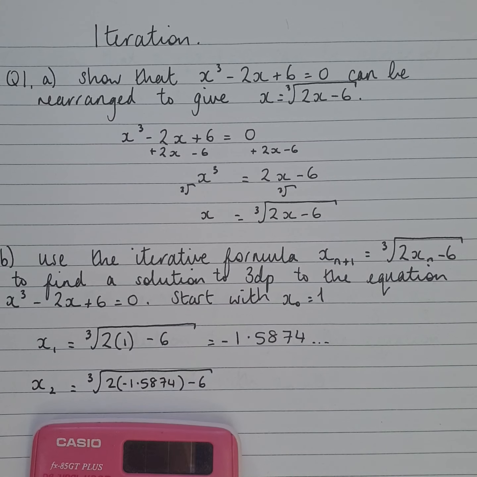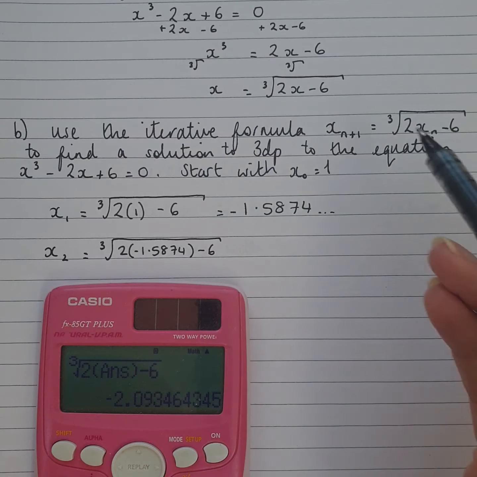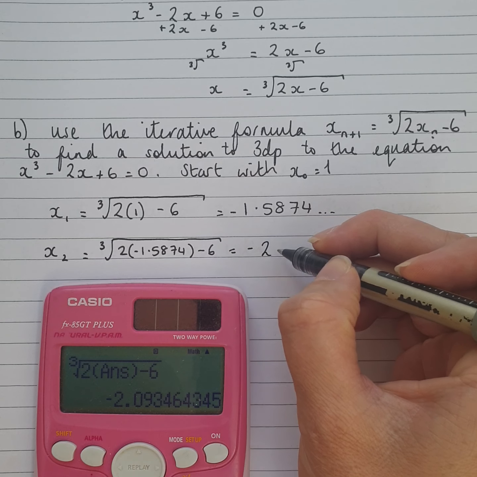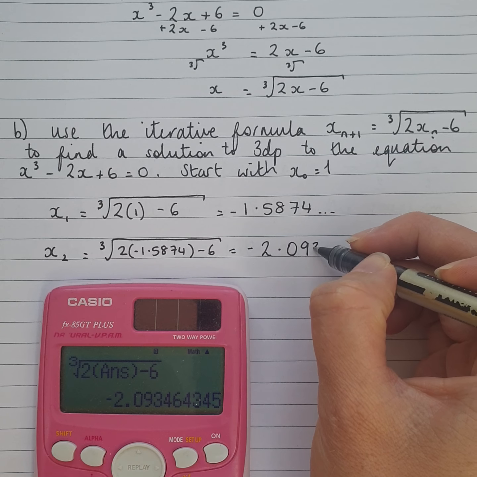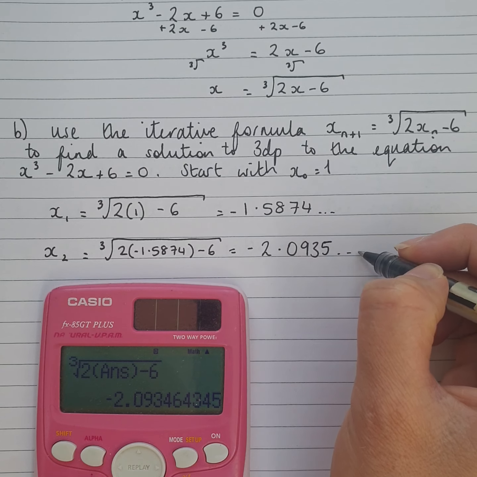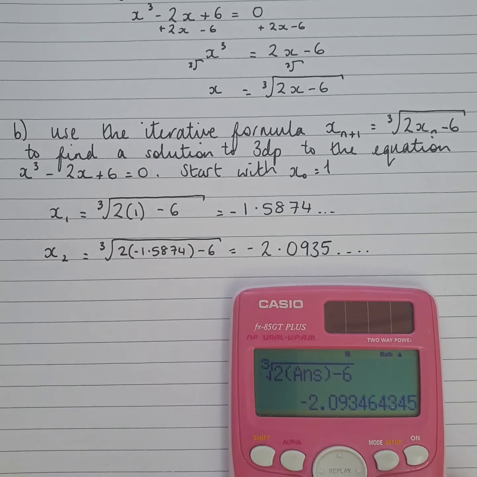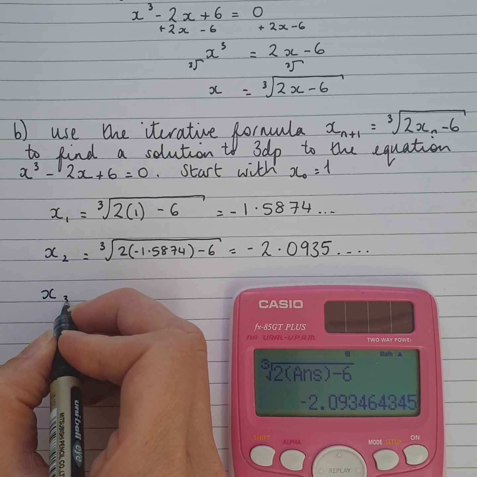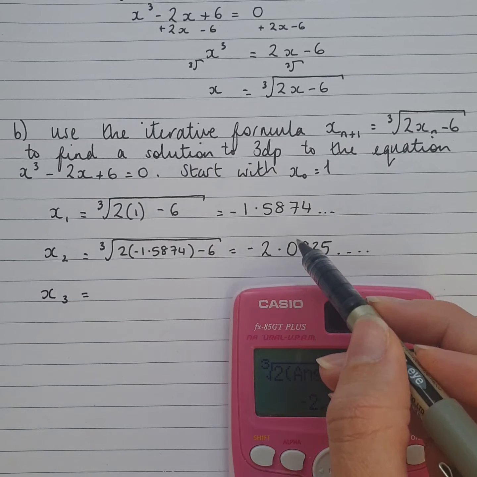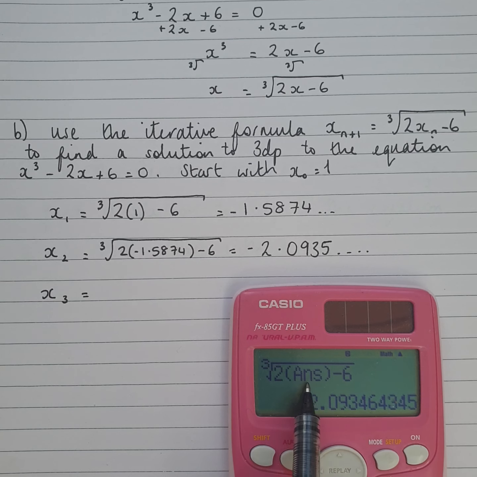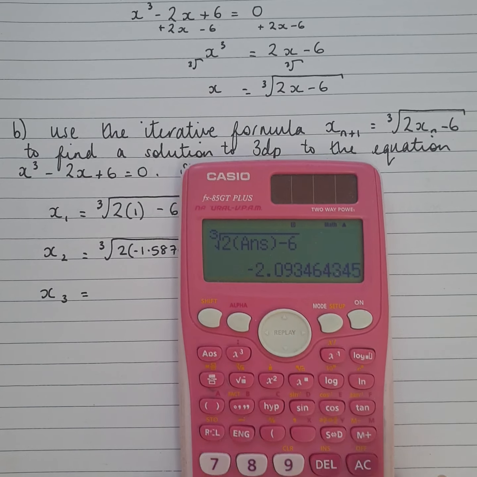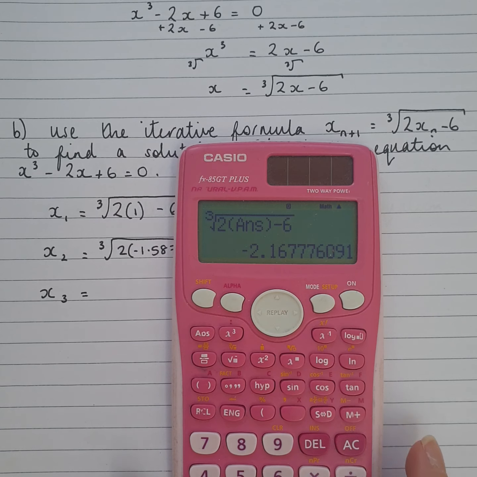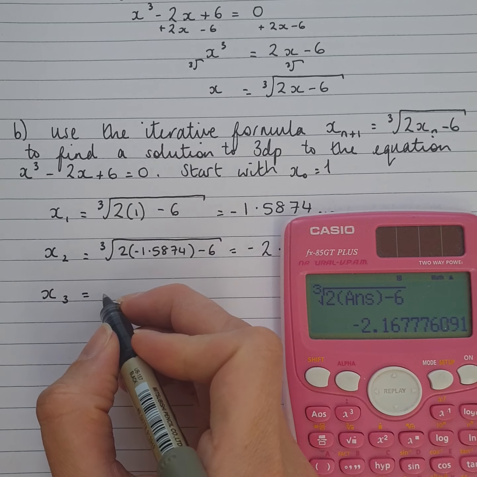Okay, so negative 2.0935, etc., etc. So then x3 is putting that back in. But because we've already got this here, we don't actually need to retype anything. I can literally just press equals, and that will give me the next one.